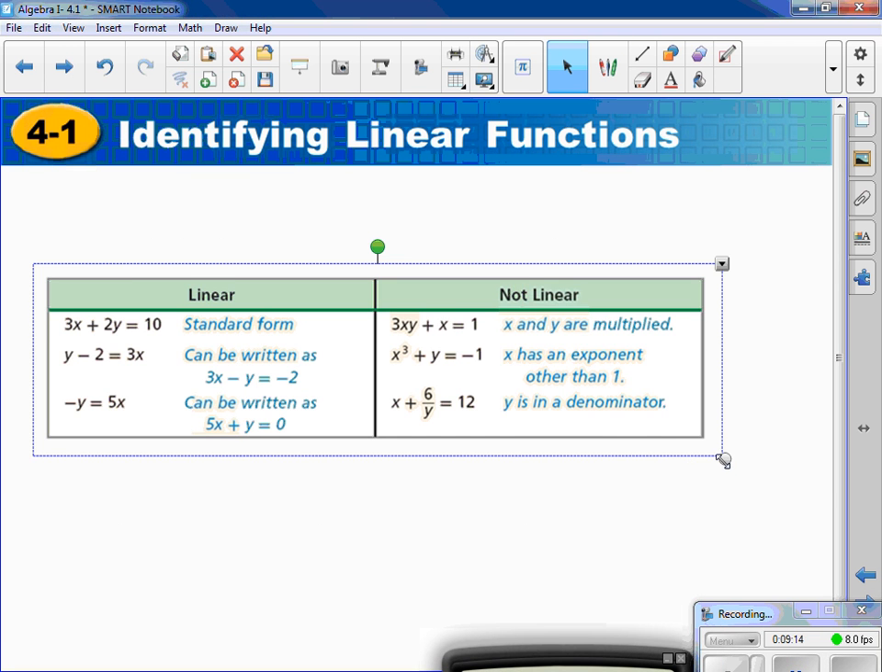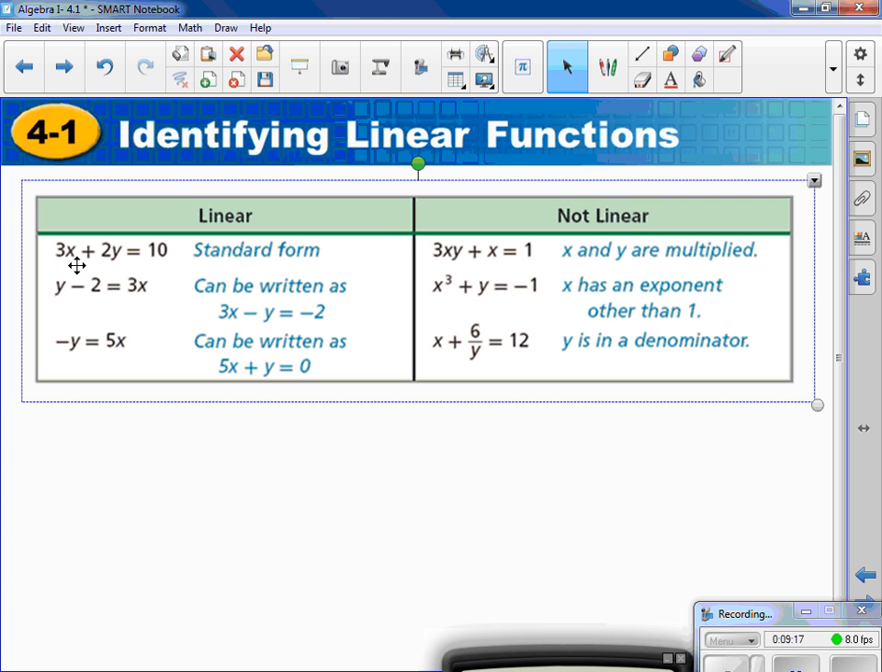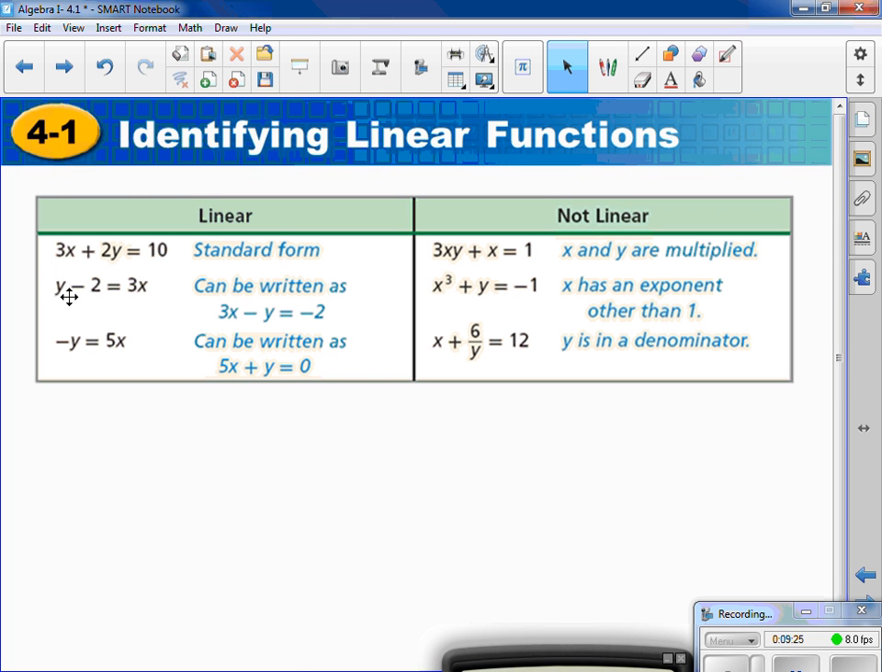Here's an example. I have 3x plus 2y equals 10. This is standard form. Here I have y minus 2 equals 3x. It's not standard form, but you can rewrite it into standard form by moving this 2 over and making it positive. Or sorry, they did it the other way. All I have to do is move the y over. So I have negative 2 equals 3x minus y. That's standard form.